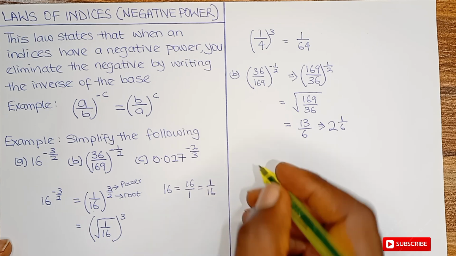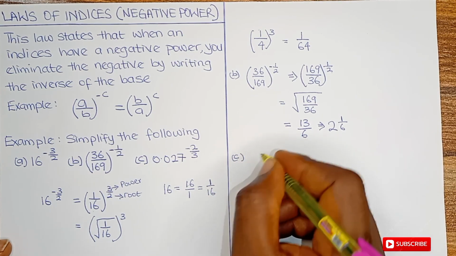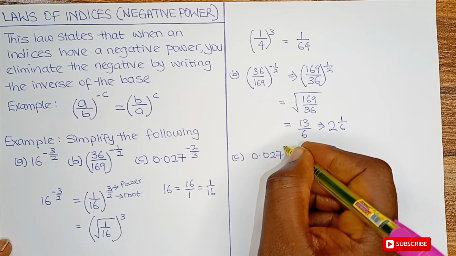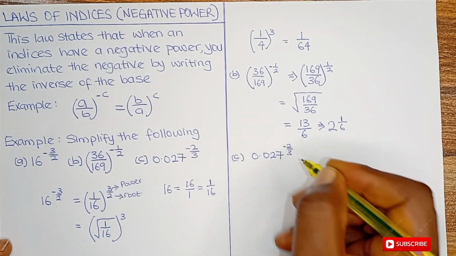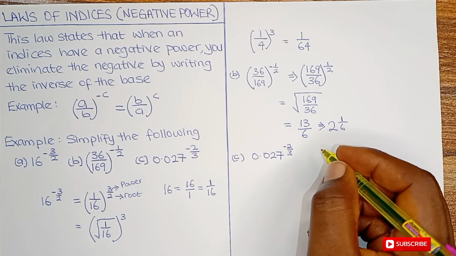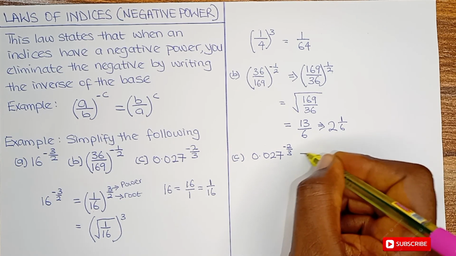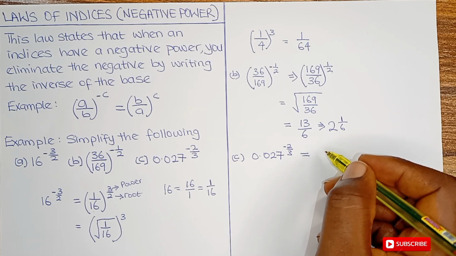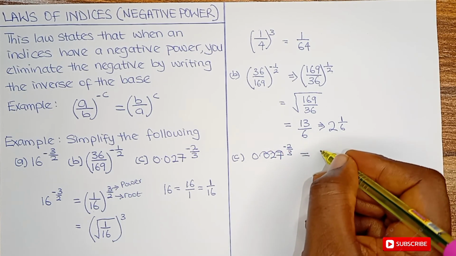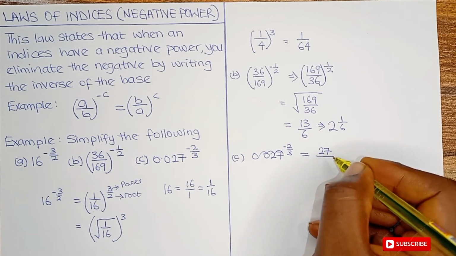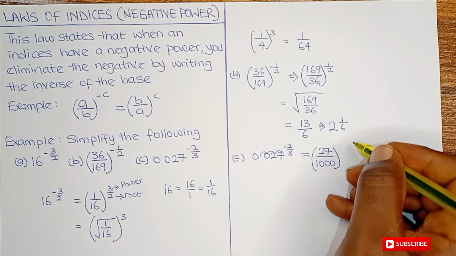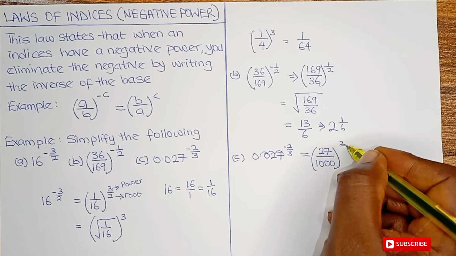Let's look at C. C, we have 0.027 to the power of negative 2 all over 3. Okay, so since we have a decimal number here, the first thing we do is convert it to a fraction. And when you do that, we are going to have 27 all over 1,000. You move the decimal point 3 times, that gives you 27. And since you move the decimal point 3 times, you divide by 1,000. So you have 2 all over 3.